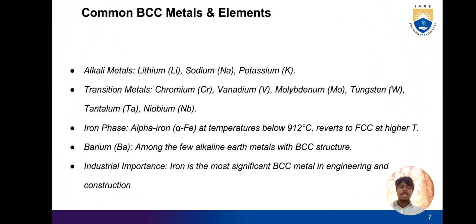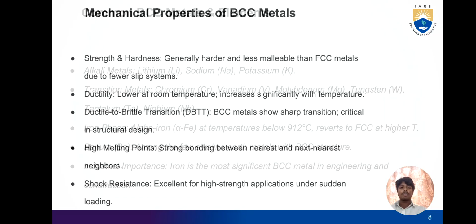Common BCC metals and elements: alkali metals like lithium, sodium, potassium, and transition metals like chromium, vanadium, molybdenum, tungsten, and niobium. The iron phase, alpha iron, exists at temperatures below 912 degrees Celsius and reverts to FCC at higher temperature. Barium is among the few alkaline earth metals with a BCC structure. Industrial importance: iron is the most significant BCC metal in engineering and construction.